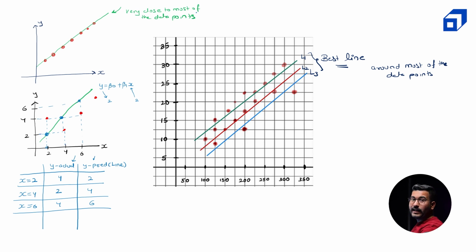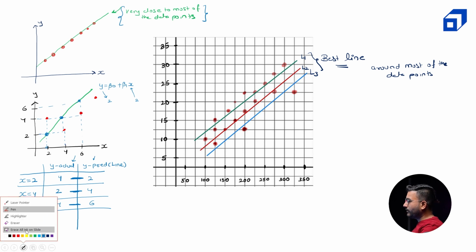Now one idea to find out the best line is to look for that particular line which is close to most of the data, while the correct logic is to pick that particular line for which this difference is minimum, because I want to find out that line which can predict values which are close to the reality, which are close to the actual value.